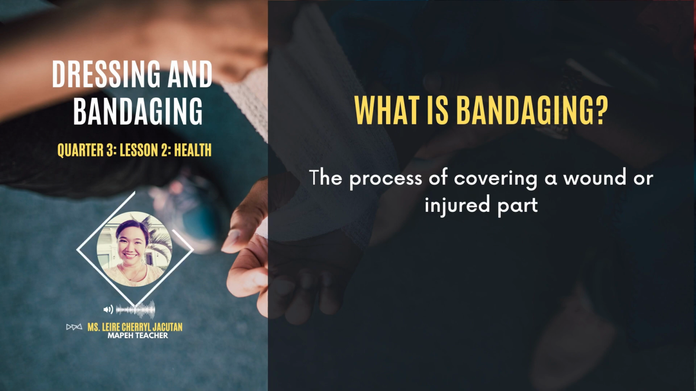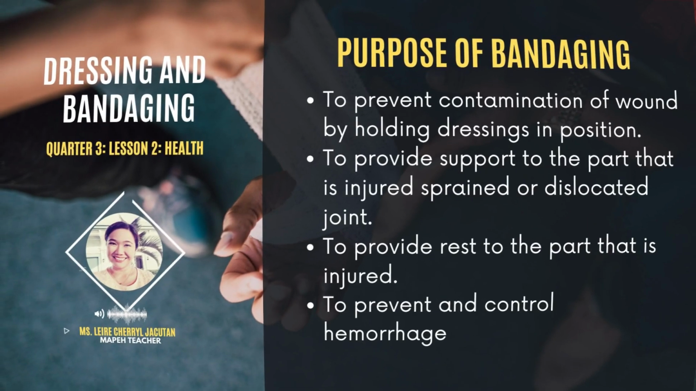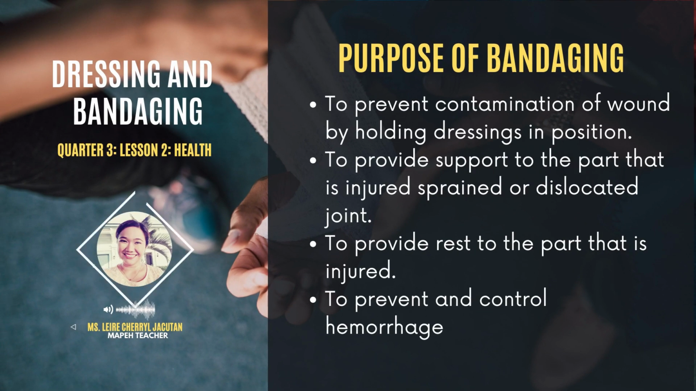What is bandaging? This is the process of covering a wound or injured part. The purposes of bandaging are: number 1, to prevent contamination of the wound by holding the dressing in position. 2, provide support to the part that is injured, sprained, or a dislocated joint. Number 3, to provide rest to the part that is injured. And 4, to prevent and control hemorrhage.